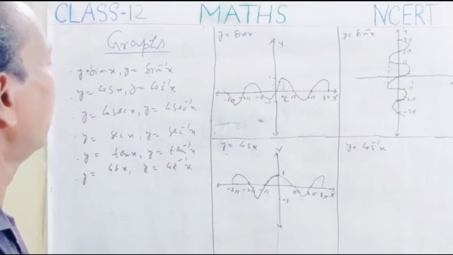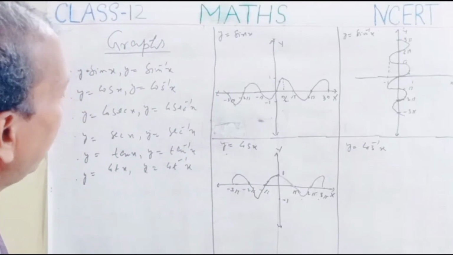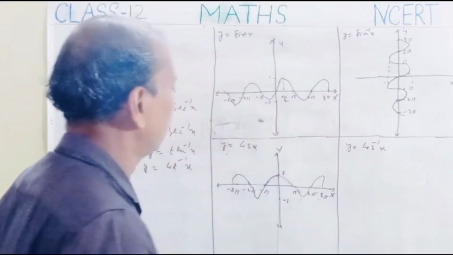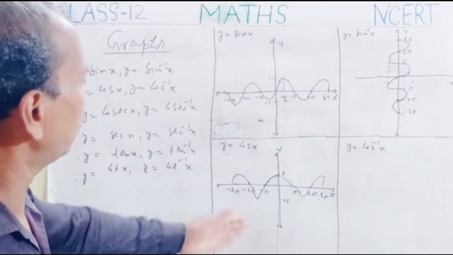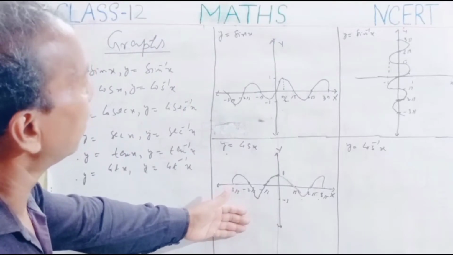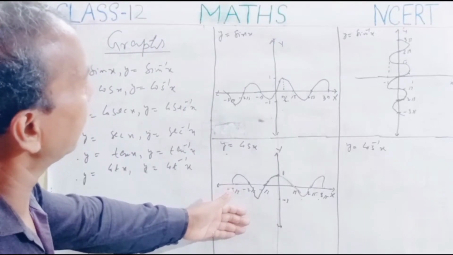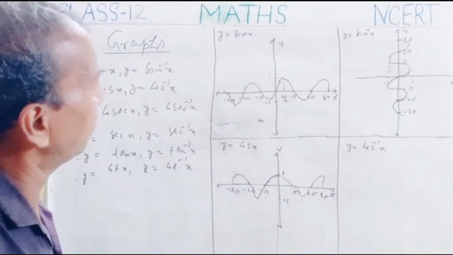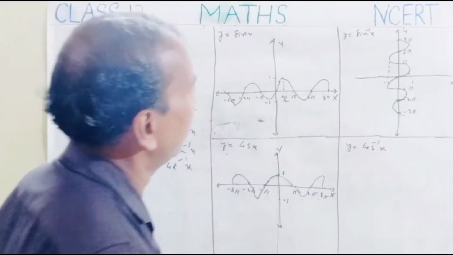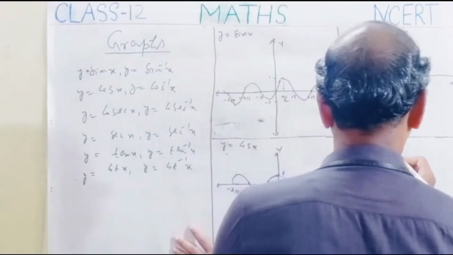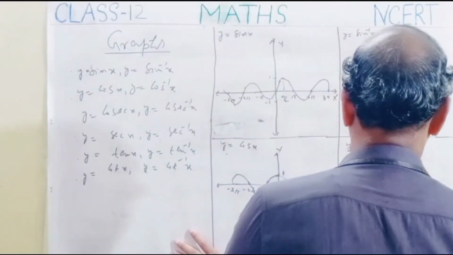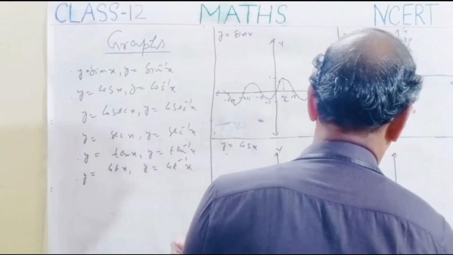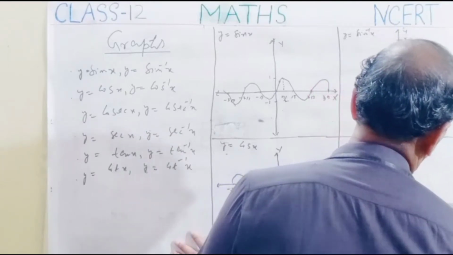Now come to the next one, that is y is equal to cos inverse x. So cos inverse x, nothing to do. We have to change this coordinate x to angle, and then this coordinate y to angle, and x is a number. Okay. So the graph will be something like this. I'm taking this way.